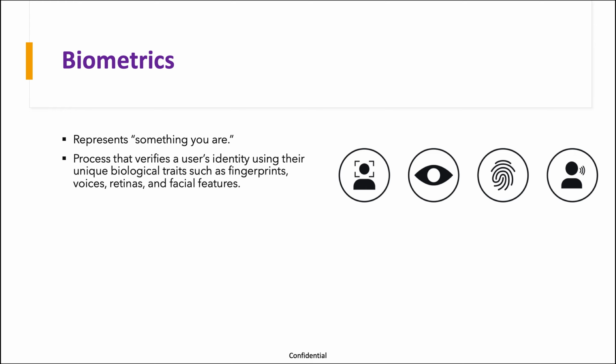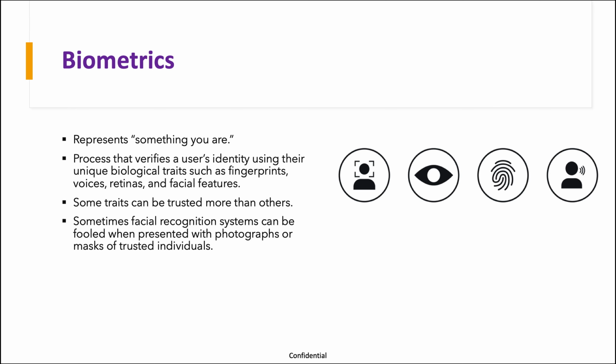Some traits can be trusted more than others. Sometimes facial recognition can be fooled when presented with photographs or masks of a trusted individual. Injuries and the aging process can also alter biometric patterns such as fingerprints, facial shapes, and iris patterns. To help mitigate weaknesses, multiple biometric credentials can be collected and used to authenticate users as well.